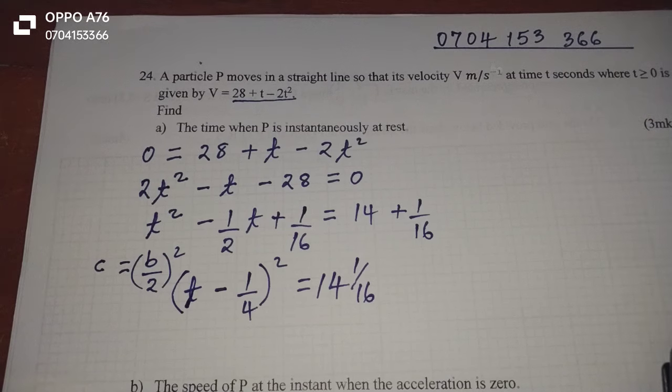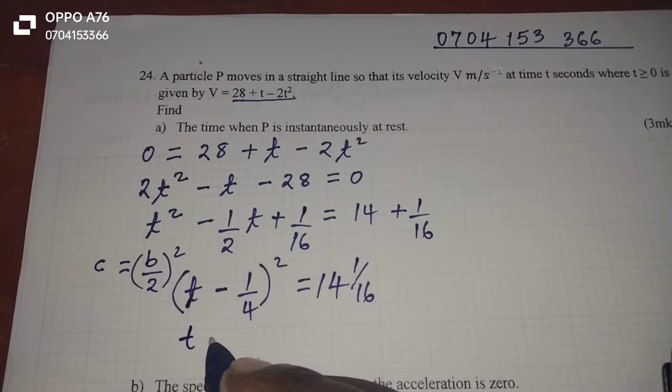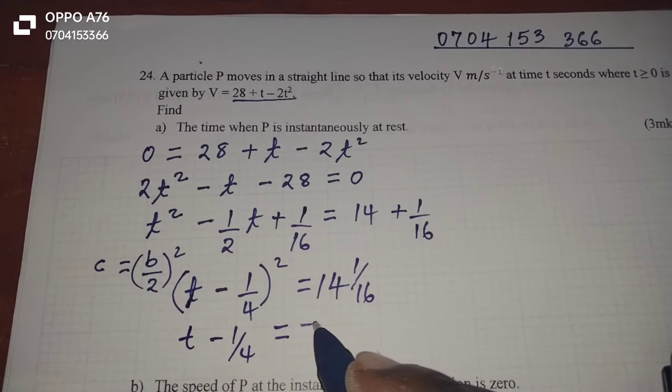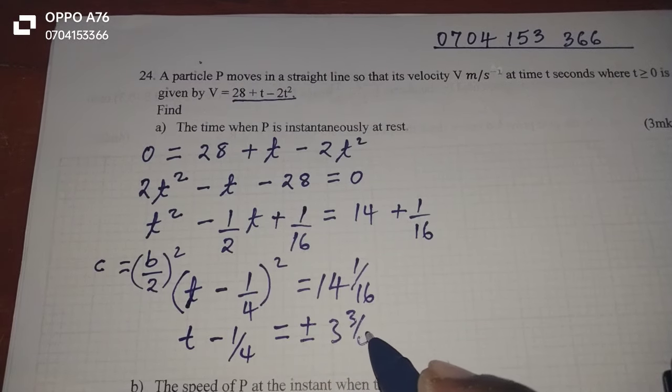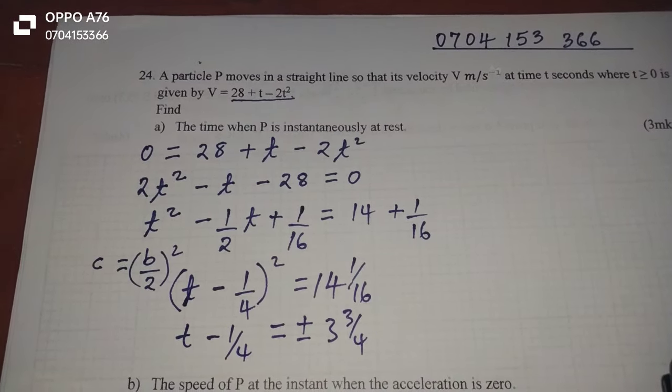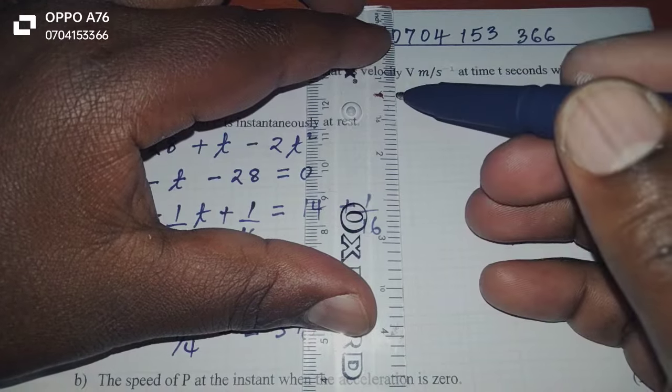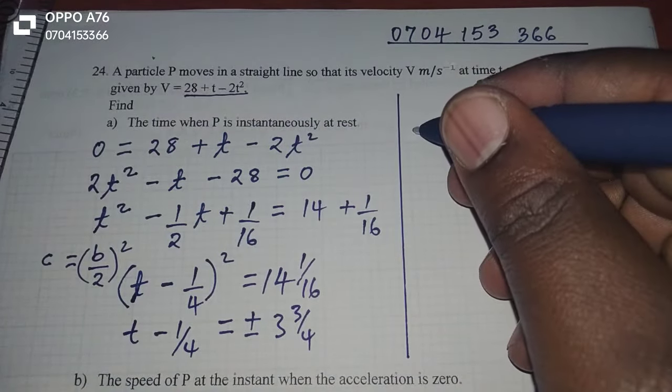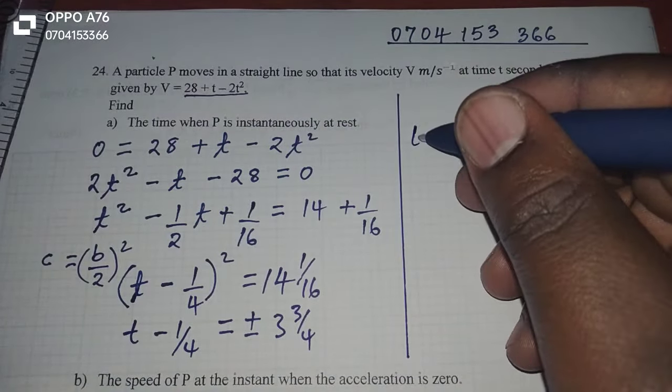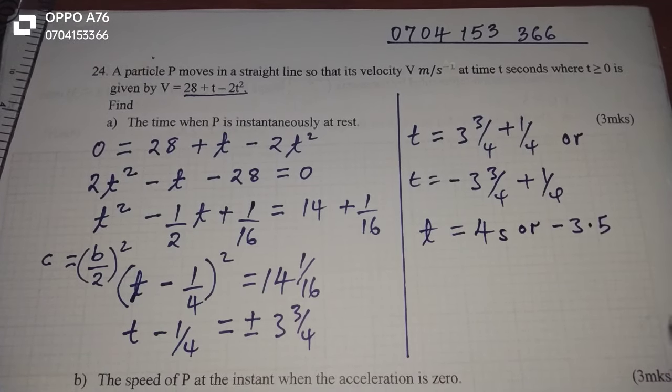Then we take square root both sides. We shall have t minus a quarter equals plus or minus 3 and 3/4. That is the square root of the right hand side. With this, to remain with t, we need 3 and 3/4 plus a quarter, or minus 3 and 3/4 plus a quarter. So t is going to be exactly 4 seconds, or negative 3 and a half, negative 3.5.